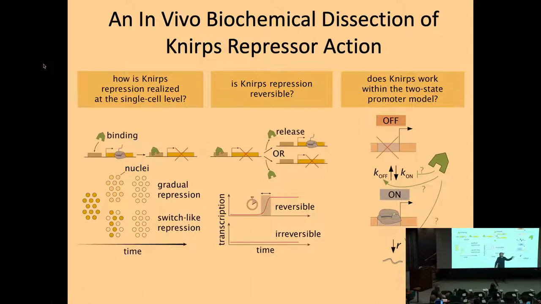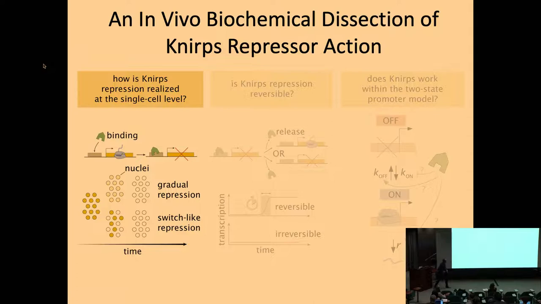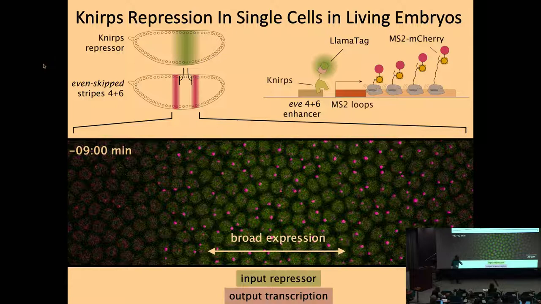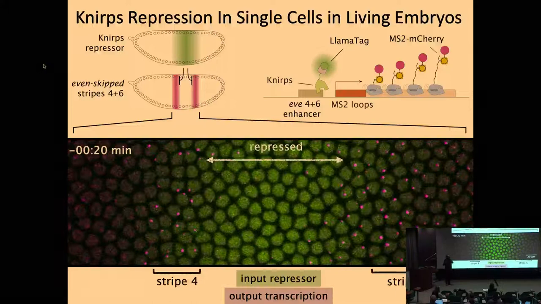All right, so let me answer these questions one by one. Let me start here. And in order to answer this question, what Nick and Jake did is they implemented all the technologies that we've been developing in the lab over the last few years to simultaneously measure input and output. So now you see in magenta, this is a whole field of gene expression. And you're going to see the repressor come on, and it represses the transcription right in the middle. And you get your two stripes.